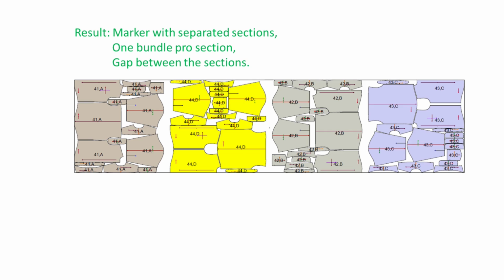And this is the result. AutoMarker has laid many sections. Each section contains one size. There is a gap of 10 centimeters between two sections.